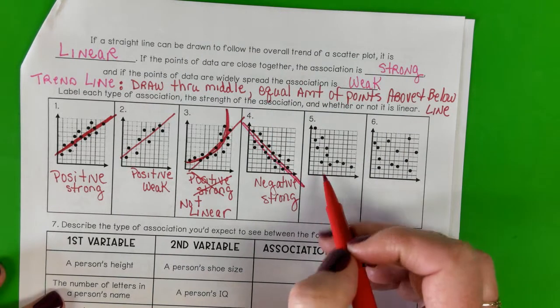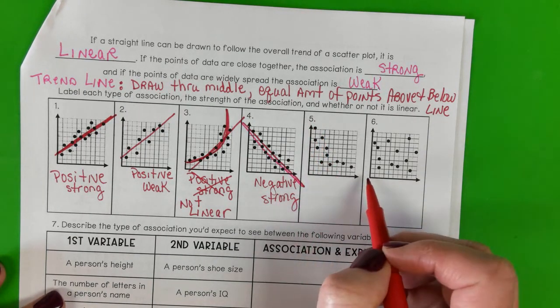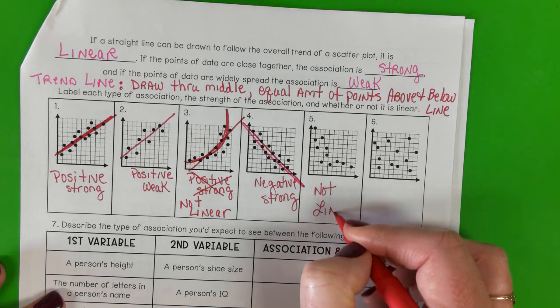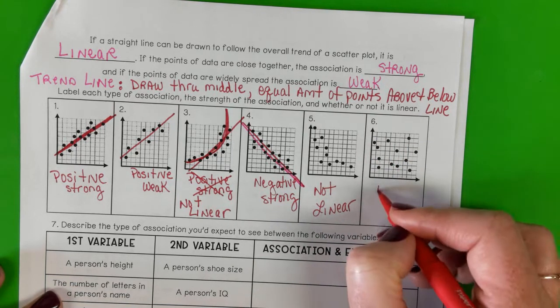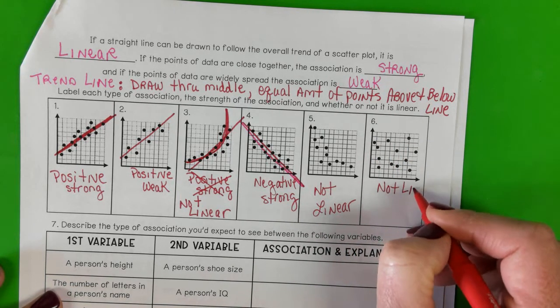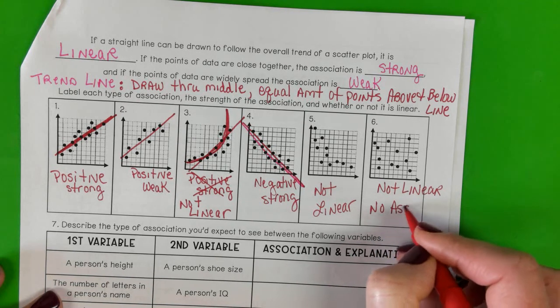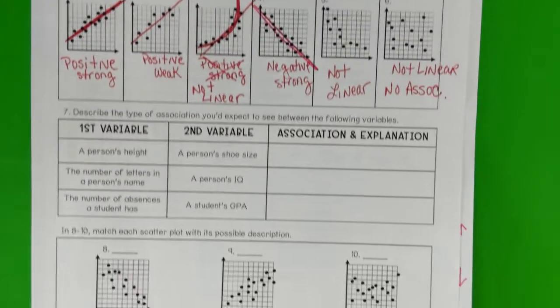Okay. This one, it's kind of looking negative, but it does have a little bit of a curve to it. So I'm going to say this one is not linear. And this one is all scattered around, so this is not linear either. And this one would have no association. Okay? Hope that's kind of giving you an idea.